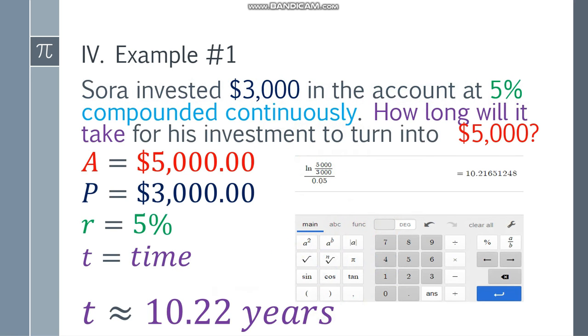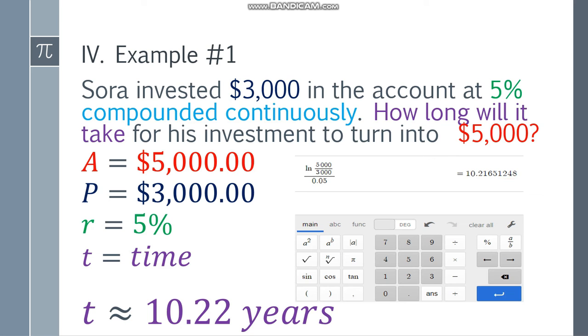And for the final answer, you have to input it directly in the calculator. So that will be 10.21651248, and you just round it. Depends on your teacher. We're going to round it, so that will be approximately 10.22 years. It's approximately because it has repeating decimals, I think.